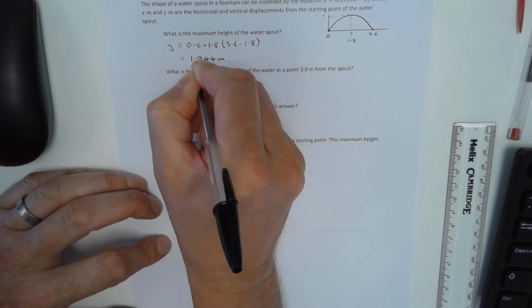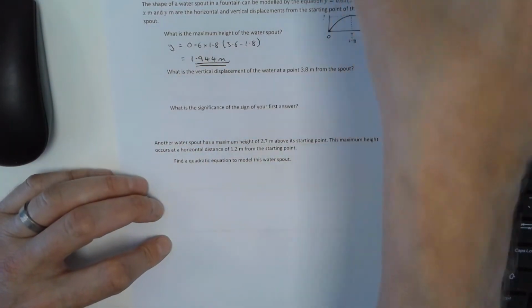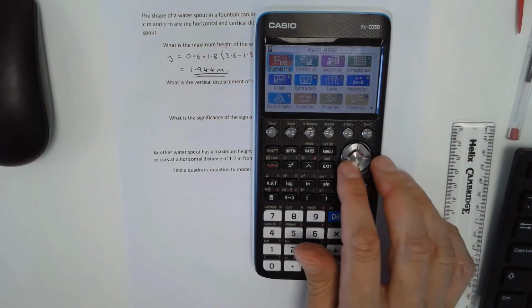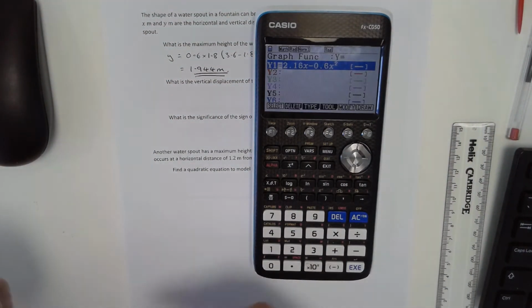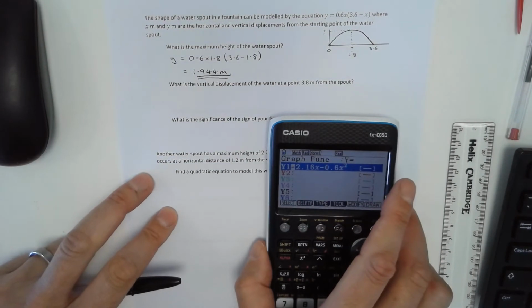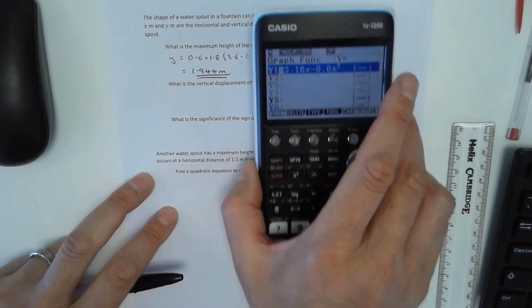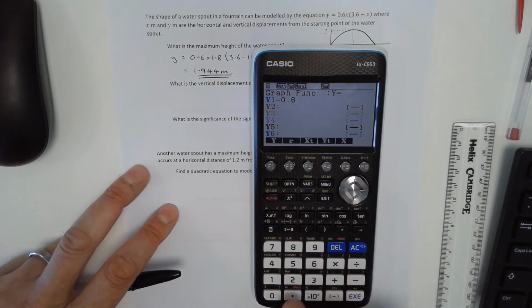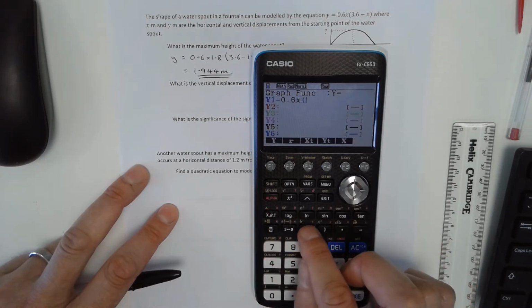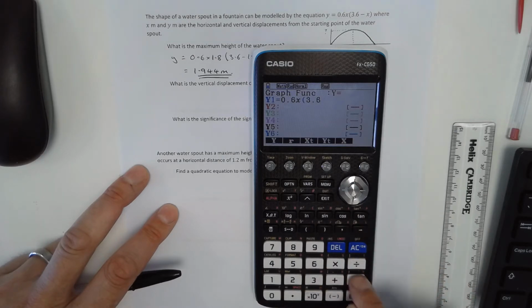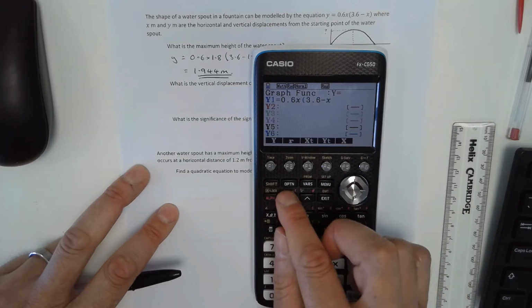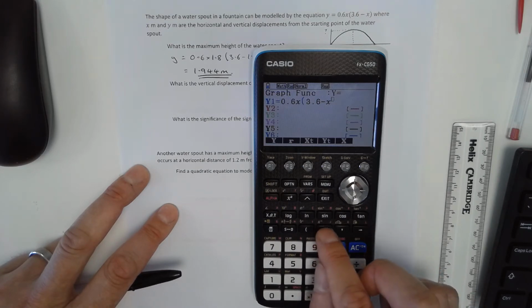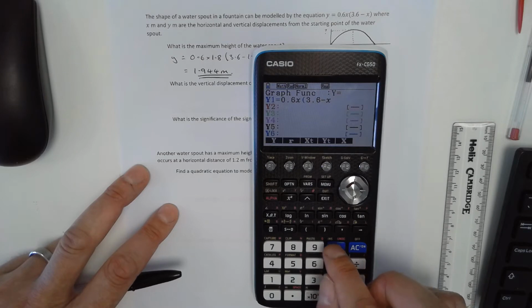0.6 times 1.8 times 3.6 minus 1.8, and I get 1.944 meters. Very important to put the units on these questions. That's a very common error. But actually, I can certainly do a check on this, can't I? And I can graph this, and I can find my maximum point that way. I suppose, depending on the context of the question, this might be enough to get you the marks, but definitely, oops, sorry, I've done a squared, to be checking it using it this way.